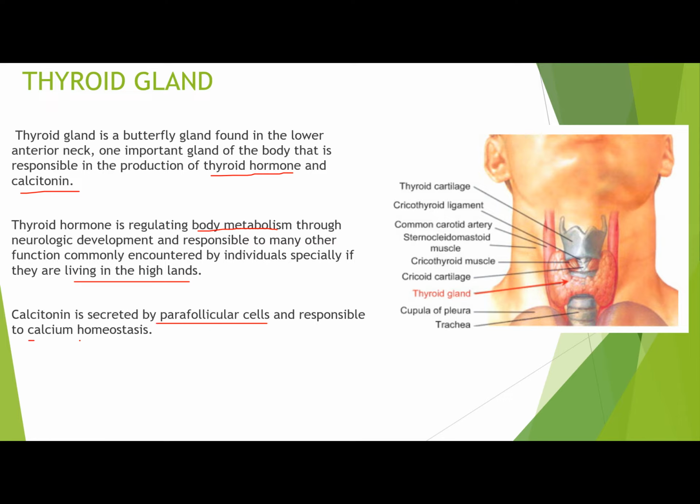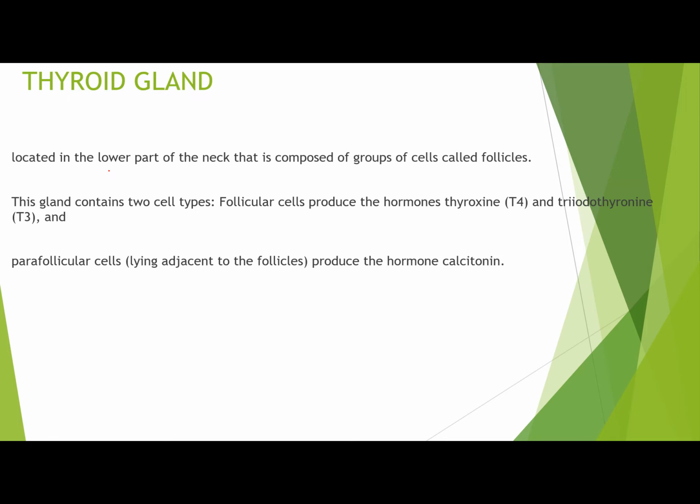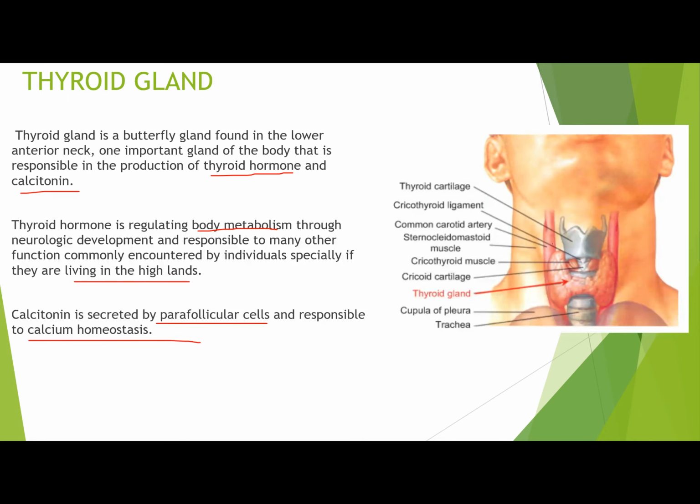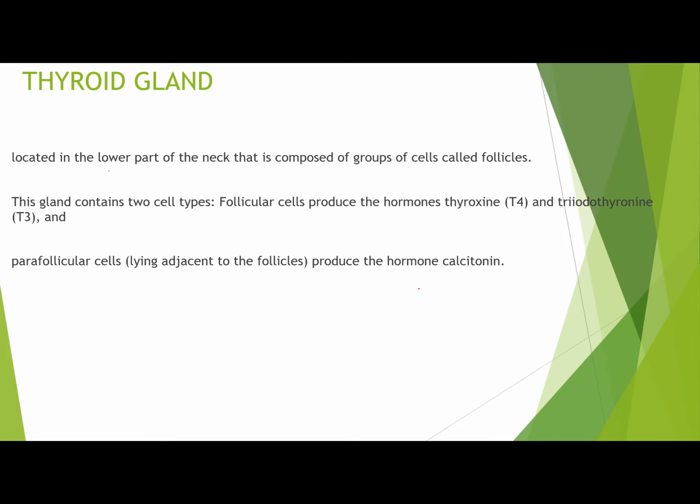So dalawa sila class, T3, tatlo rather. The thyroid hormones T3, T4 and yung calcitonin. Yun yung pinoproduce ng thyroid niya. Now, ang thyroid gland nyo located siya sa lower part of the neck. So ito siya. Para siyang butterfly class. Bilobe siya. Dalawang lobe yan. Left and right lobes. So hati siya sa dalawa.